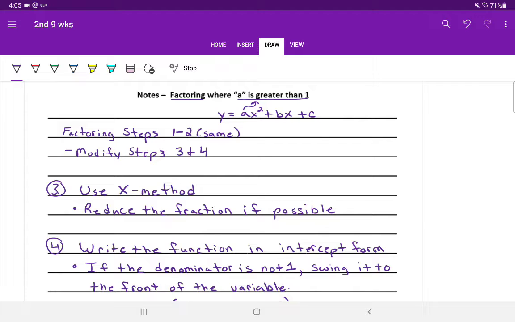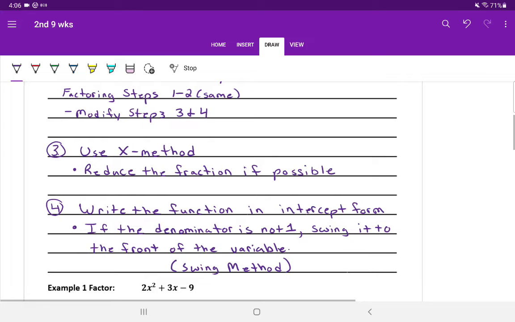In this case, since a is not going to be a 1, it's going to be something different. It's not just going to be a whole number. Sometimes that might reduce to a whole number, but either way, we have to check to see if it reduces, if possible. If it doesn't, it's fine. Leave it as a fraction. We don't need it to be a decimal. That doesn't help us. So reduce the fraction if possible in step 3 when you're done doing your X method, and I'm talking about the left and right side of the X method.